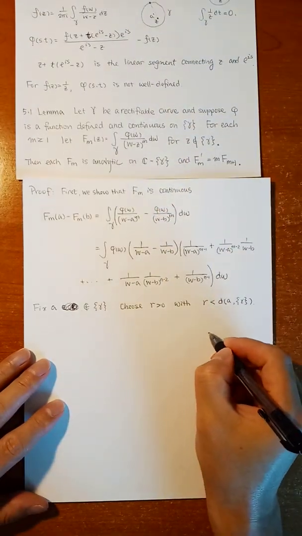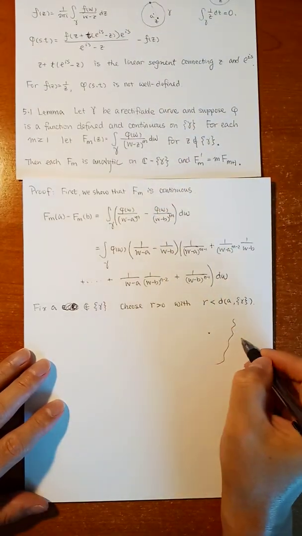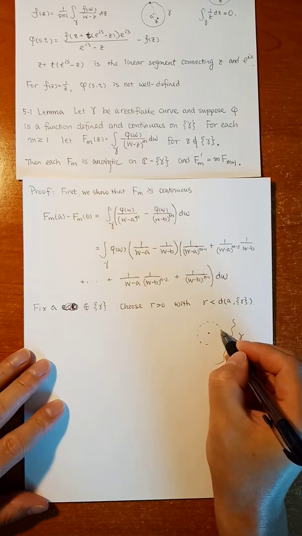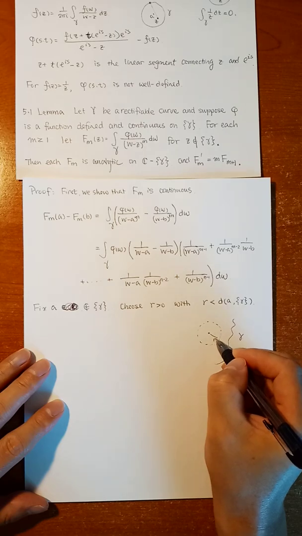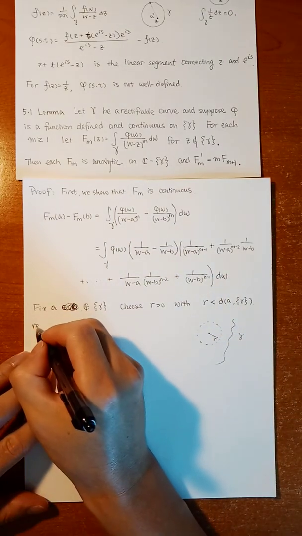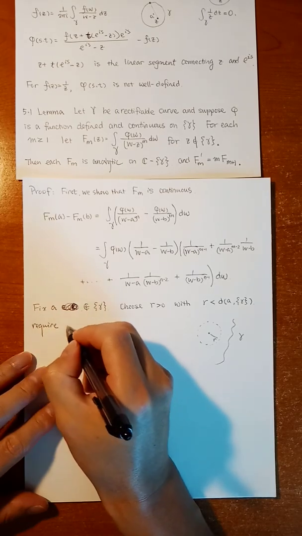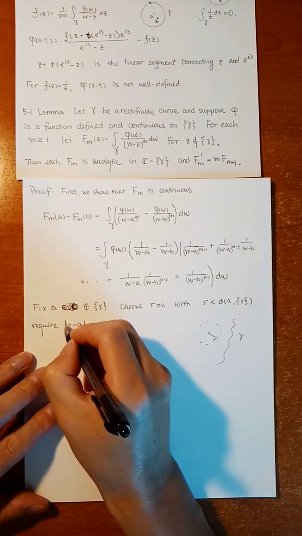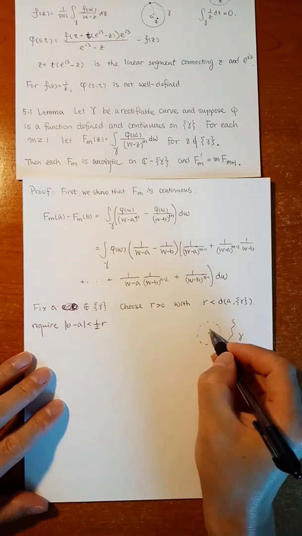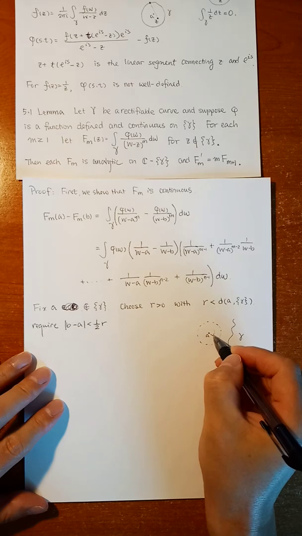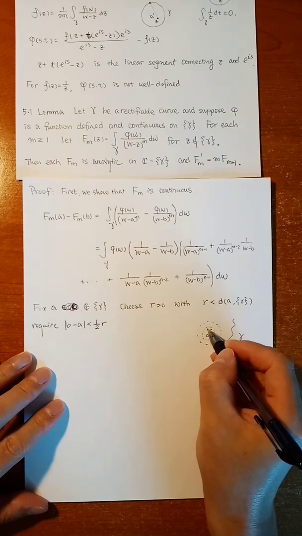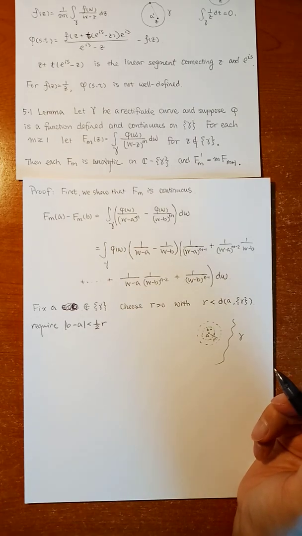So you have a, and then you have gamma here, and you have r. This is r. And then you require |b − a| less than 1/2 r. So b should be very close to a, in the inner disk.